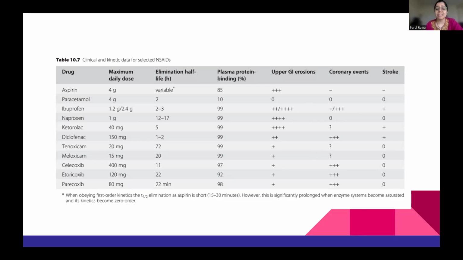Whereas if you see the selective COX enzyme inhibitors, celecoxib and etoricoxib, they again have maximum coronary event risk with minimal upper GI risk.